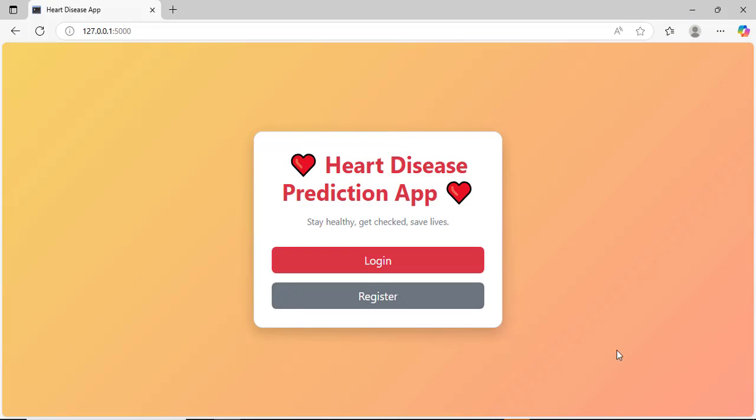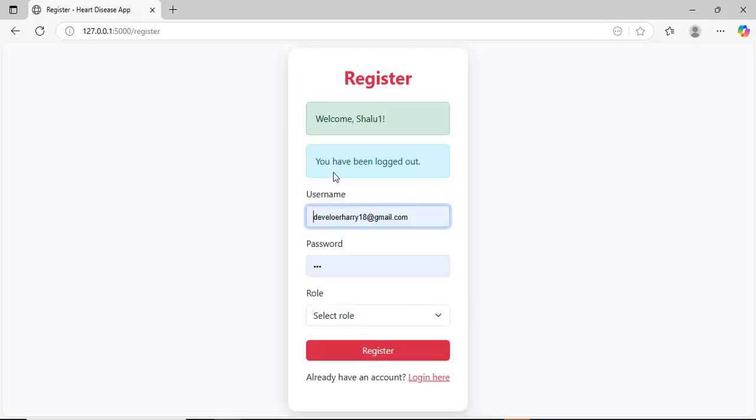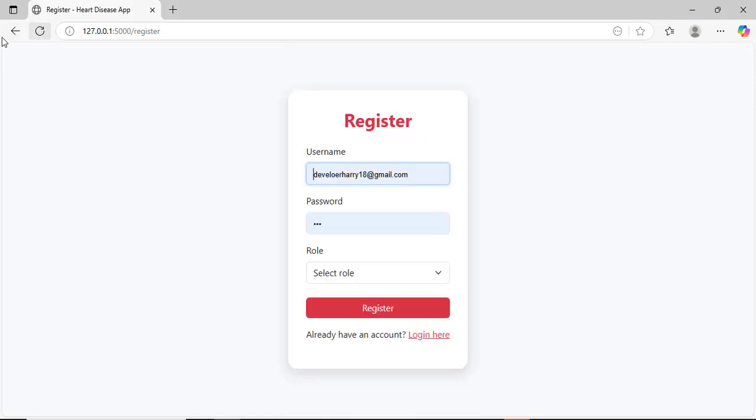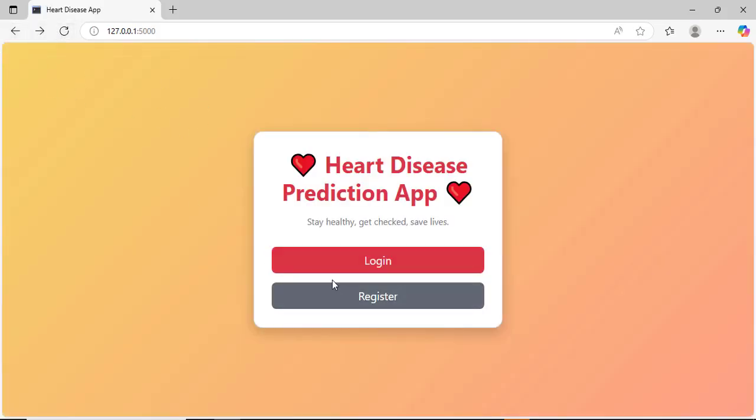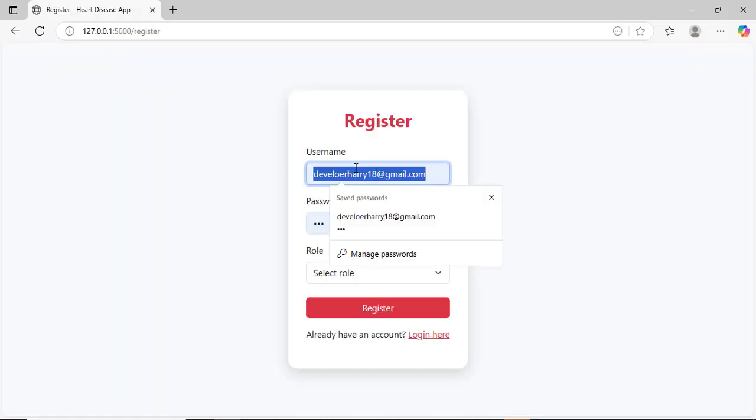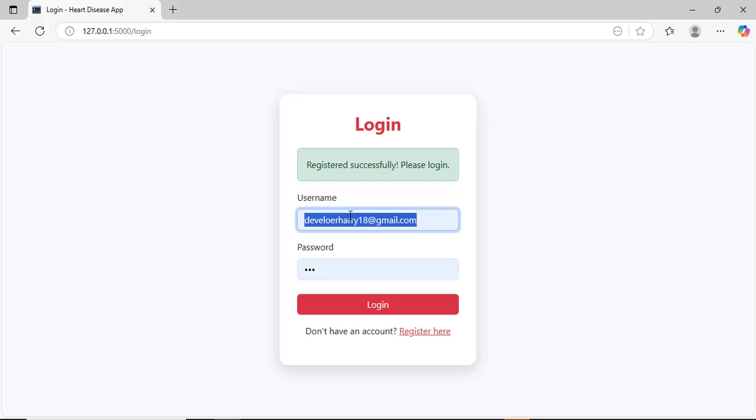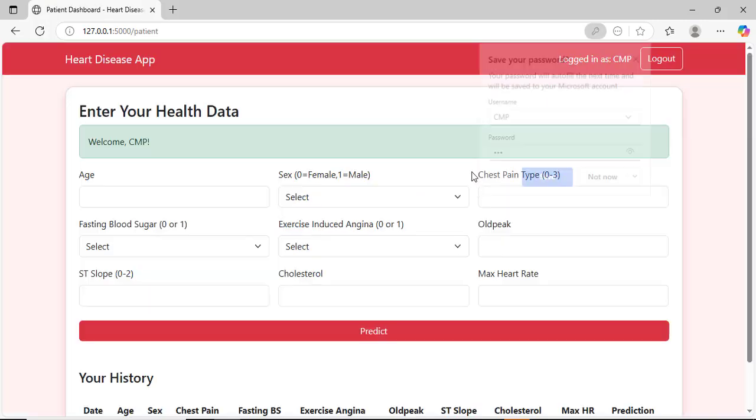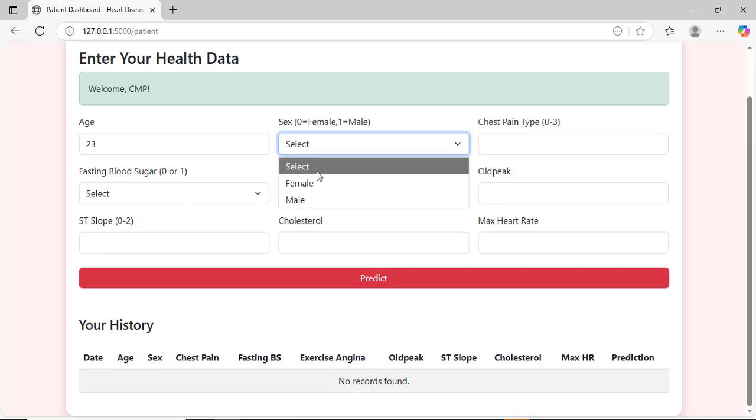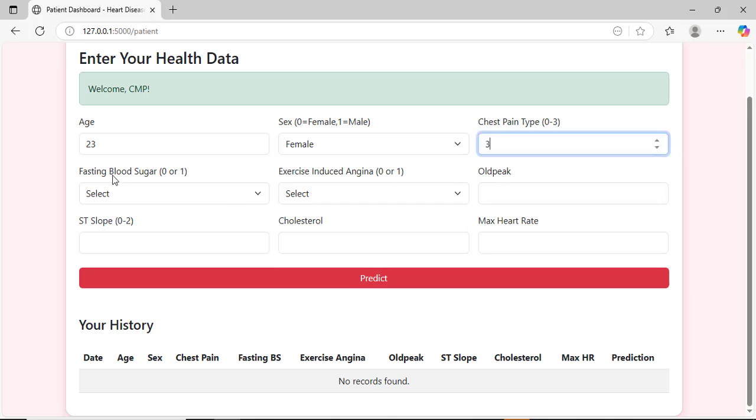So this is the home page. First we have to register. We refresh the page and go to the register part. The username we enter is CMP and the password is CMP, with role as patient. We register, and once registration is successful we can log in. After that we get the welcome page for healthcare monitoring data. We have entered the details.